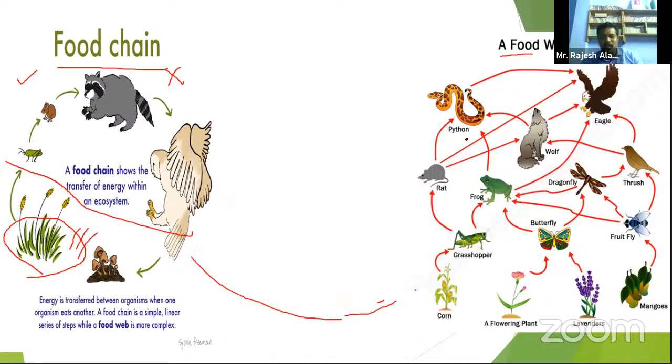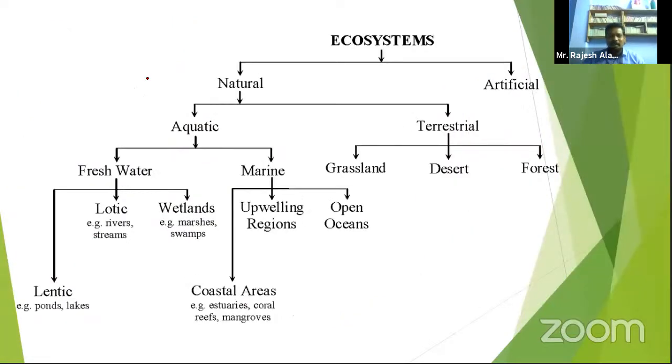When the alternative food source is available, say here, if the frog is missing, the snake can feed upon the rat, the snake can feed upon the grasshopper, snakes can feed upon some smaller animals. So even if one organism is lost, the ecosystem will not collapse. So I can tell the stability of the ecosystem is highly assured in case of food web, whereas the stability of ecosystem is questionable in case of food chain, because of the limited availability of alternative food sources. Okay, now we're coming to the next one, sir.